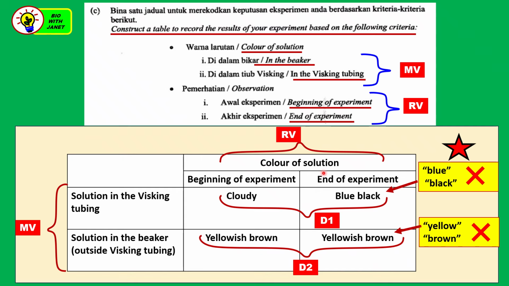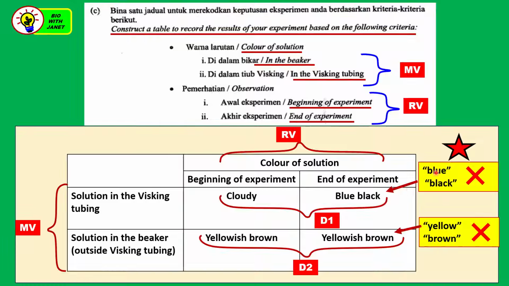Now, color of solution is your RV, at the beginning of the experiment and end of experiment. Then you fill in with the data or your observations. The solution in the Visking tubing at the beginning is white and cloudy. That is the starch suspension. And at the end of the experiment, it turns blue-black, when the iodine has diffused into the Visking tubing containing the starch.